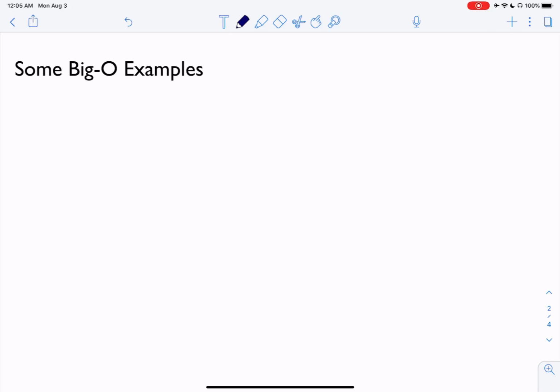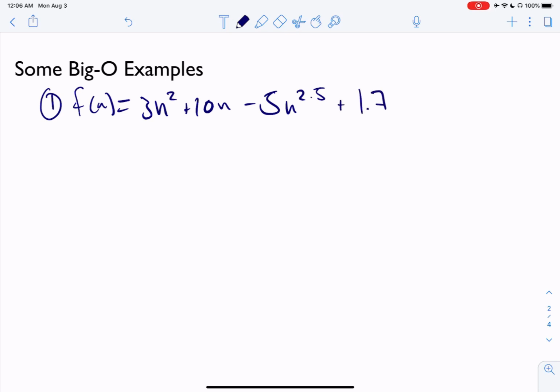Let's just do a couple of simple examples. So let's say that f of n equals 3n squared plus 10n minus 5n to the 2.5 plus 1.7 n to the 3. Now, I just want to point out a couple of things. A, it's certainly true that f of n equals big O of n cubed, because the leading term here is n cubed.